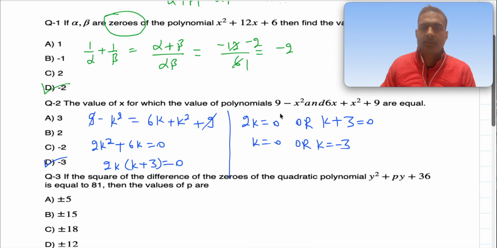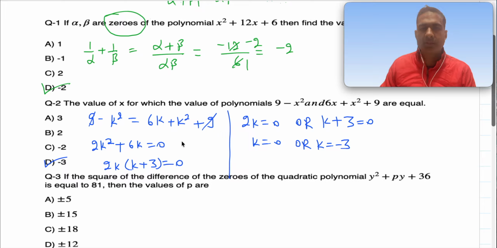So what we did in this is, we assumed that x is equal to k, the value at which the polynomials 9 minus x square and 6x plus x square plus 9 are equal. Now we substituted k in place of x, so it became 9 minus k square, and the second polynomial 6x plus x square plus 9 became 6k plus k square plus 9.